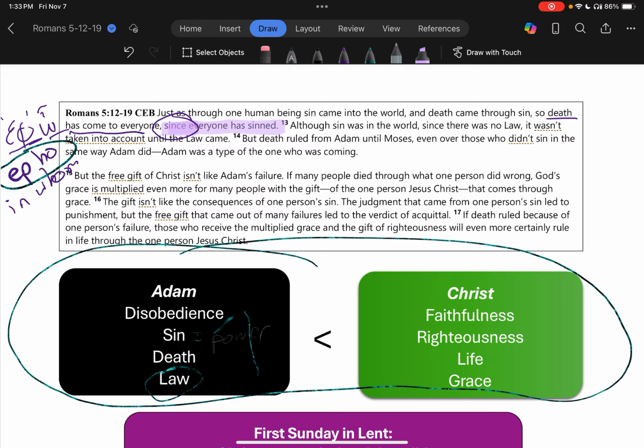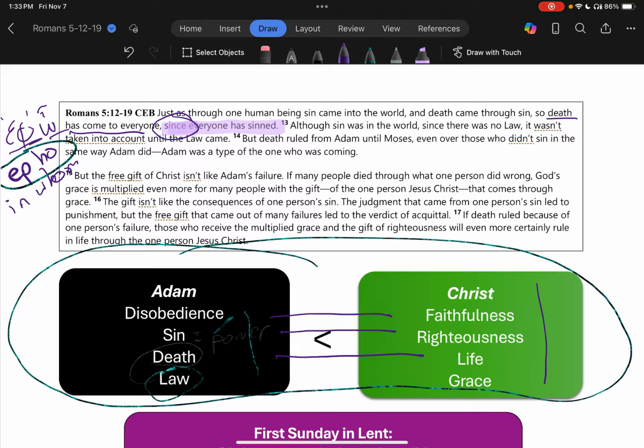And so now that sin has entered the world, this power of sin has entered the world, it is able to corrupt God's good creation. And so as a result, death also enters in. And so these are all the things that happen with Adam. On the other hand, when we get into the second paragraph, you can see all the more positive things with Christ, right? Whereas Adam is disobedient, Christ is faithful, right? Whereas Adam allows sin to enter the world, Christ brings righteousness. Whereas Adam brings death, Christ brings life.